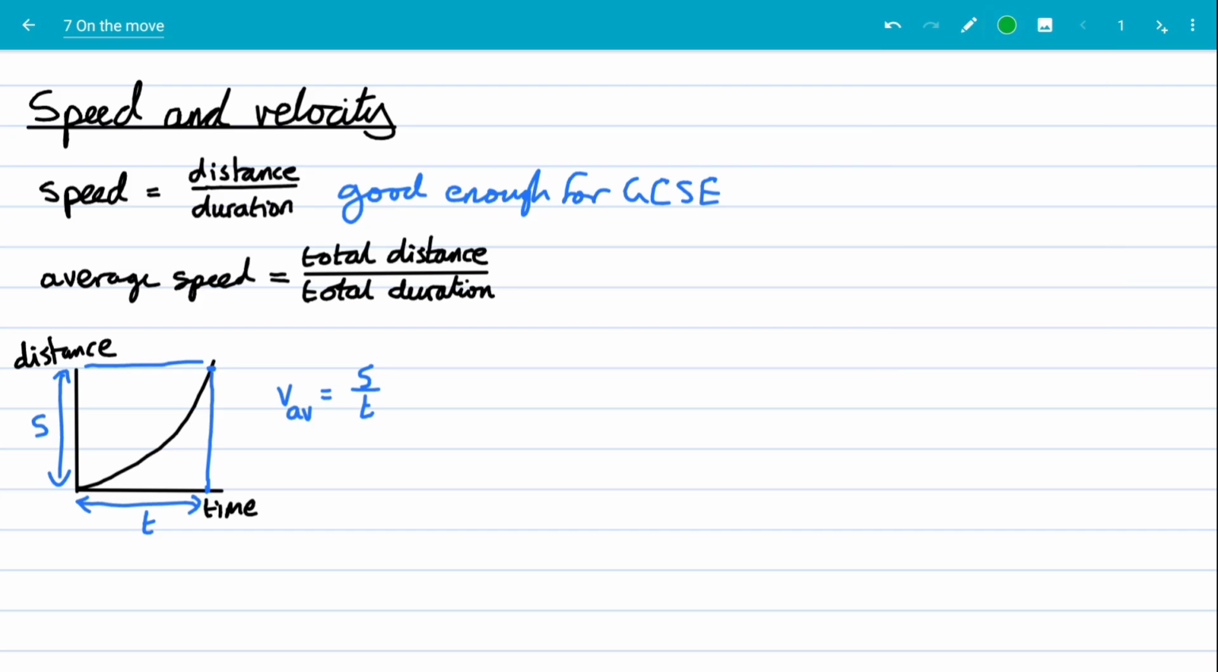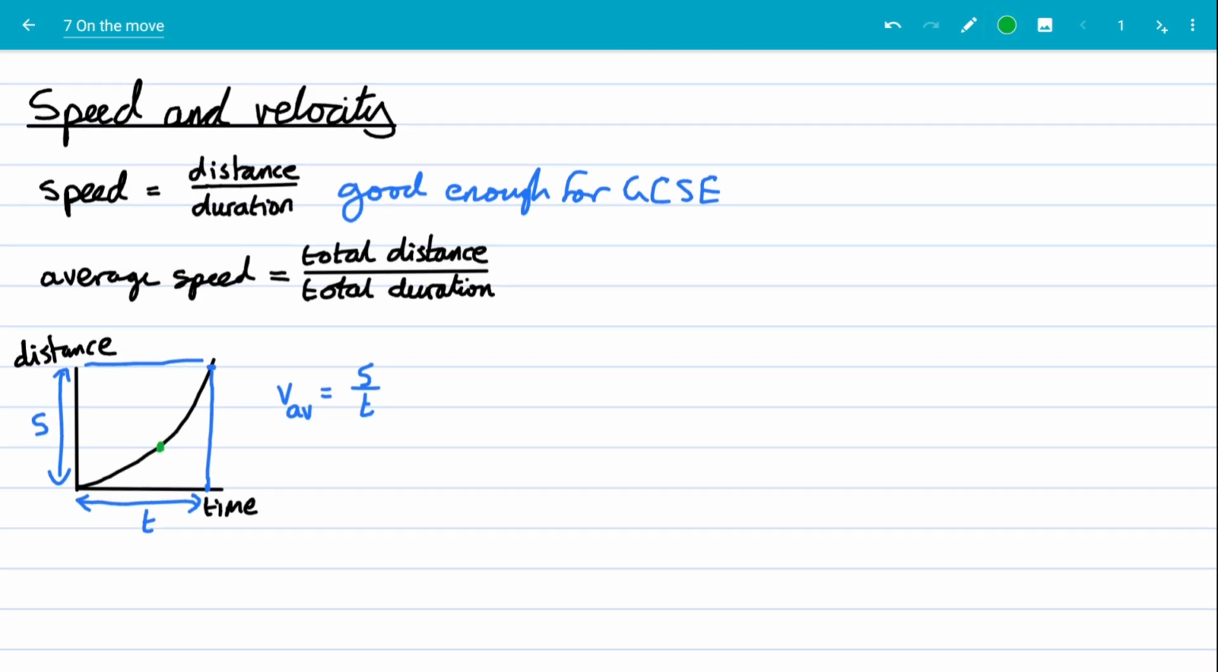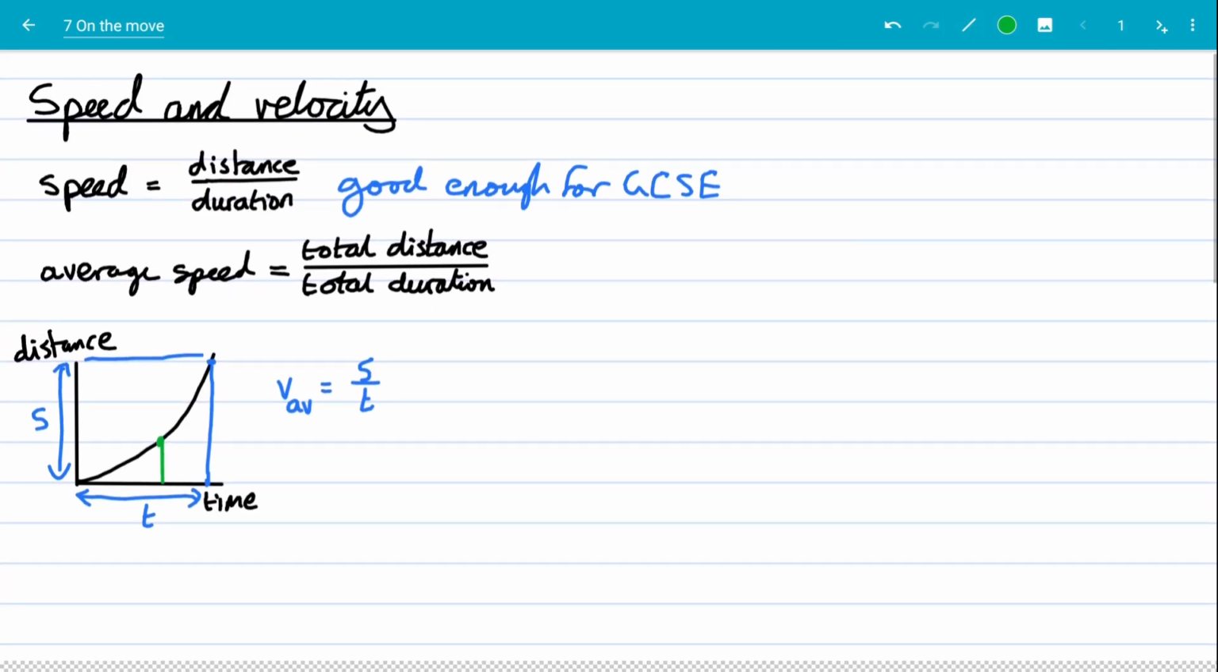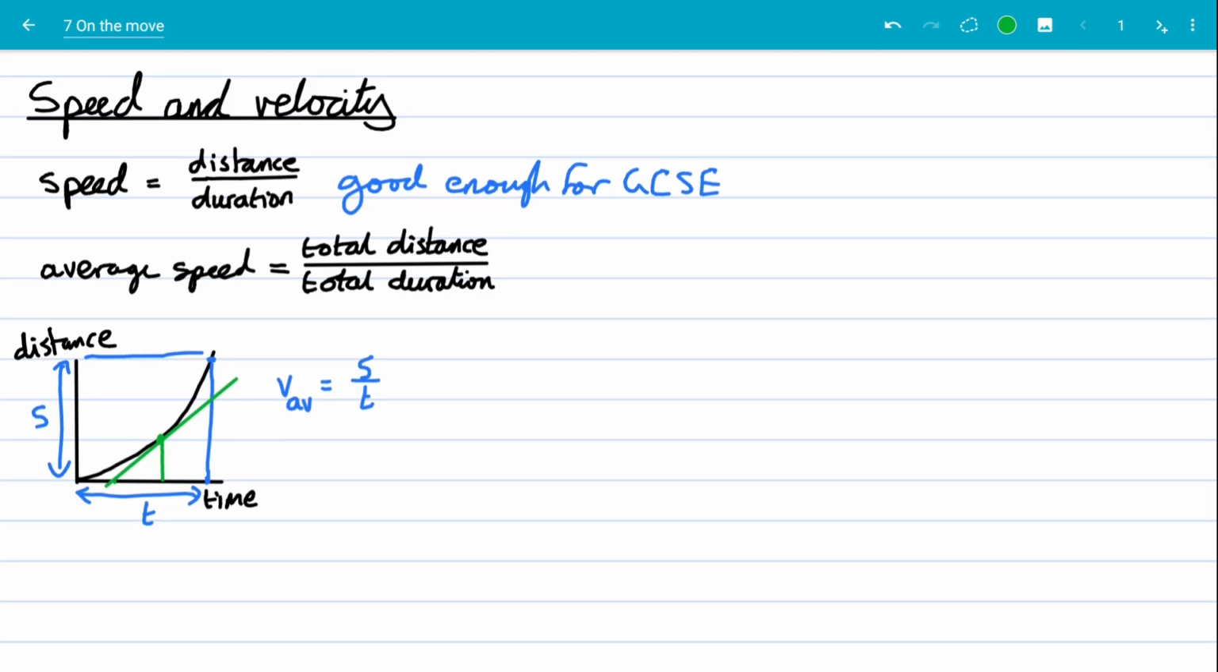But if we're interested in the instantaneous speed, so perhaps we're after the speed at this particular time there, well, then we're going to have to draw a tangent. We did this in GCSE level. None of this should be particularly new. You're going to have to draw a tangent, probably a better tangent than I've just drawn. That'll do. And the gradient of that tangent is going to be the instantaneous speed. I'm just going to call that V, and that's going to be ds divided by dt.